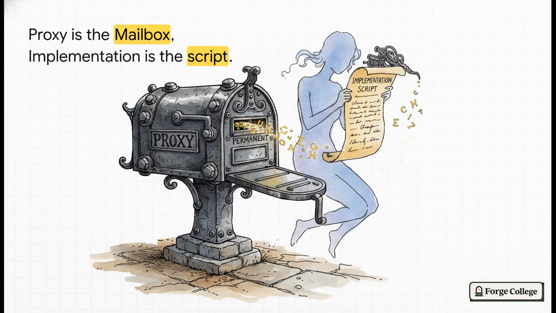Imagine the proxy as your permanent physical mailbox. The implementation, that's just a script you hand to an assistant. When mail arrives, the assistant reads the script, but they write all their answers directly into the mailbox. If you fire that assistant and hire a new one with a new script, the new assistant still writes in that exact same mailbox. This perfectly illustrates why switching assistants or upgrading implementations doesn't destroy your user's mail.